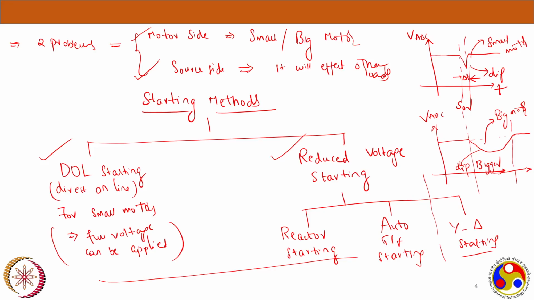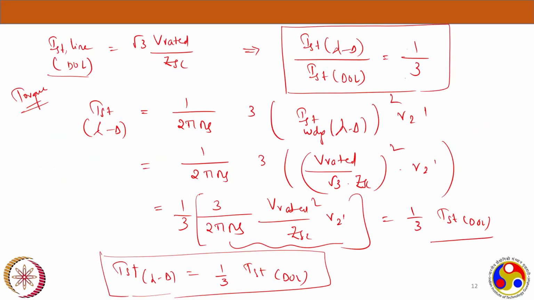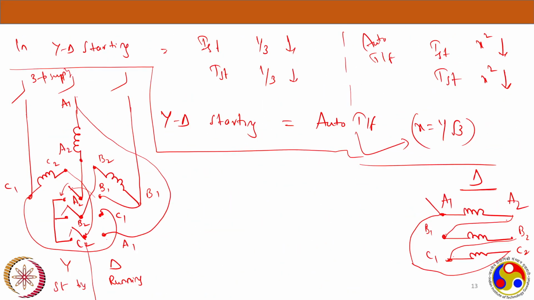We discussed the two different starting methods, that is direct online starting and reduced voltage starting. Reduced voltage has three different kinds: reactor starting, auto transformer, and the star delta. We discussed the individual methods, and we estimated the starting current as well as the starting torque, and compared them with the standard DOL. So we got the ratios for each and every case, and we saw how the starting current has been reduced, and even the starting torque is getting reduced because of these methods.